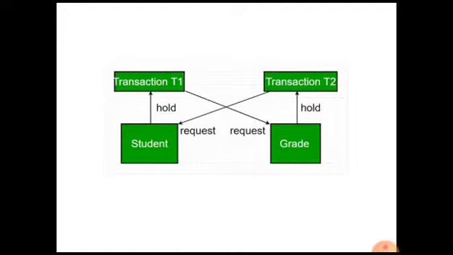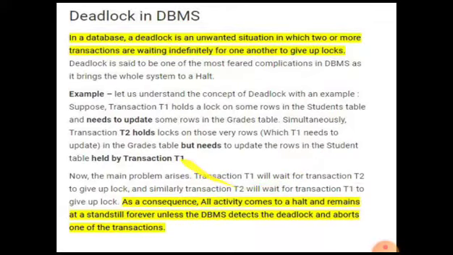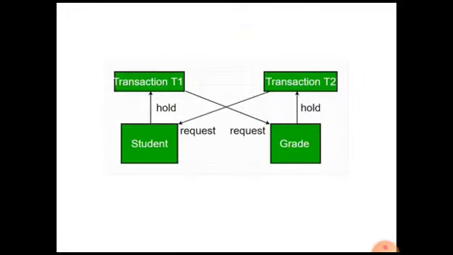So in this view, both the transactions are requesting the tables which are used by the other transaction, and in this way there is a circular waiting condition in which none of the transactions can proceed. So this is known as deadlock.